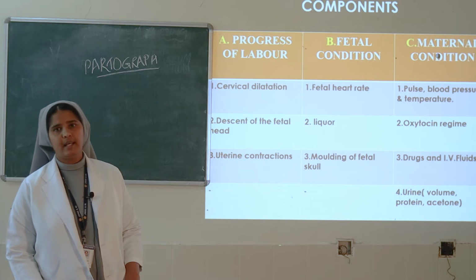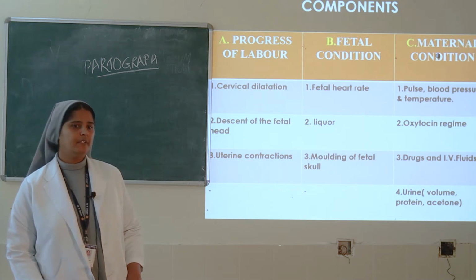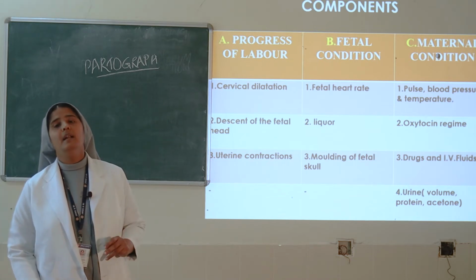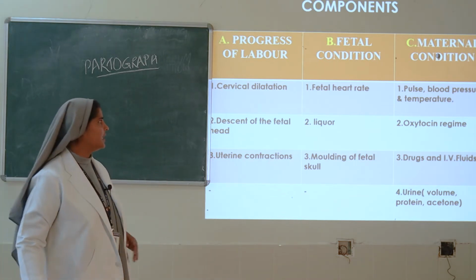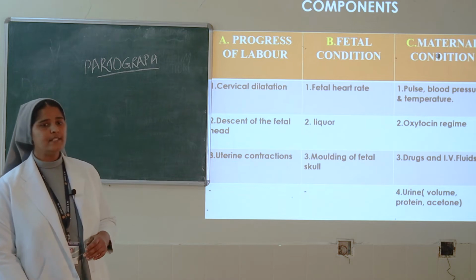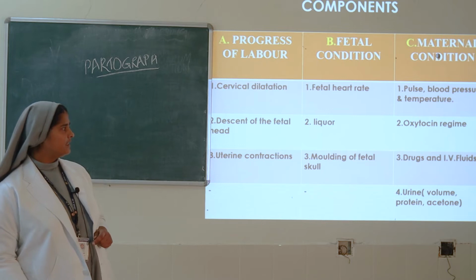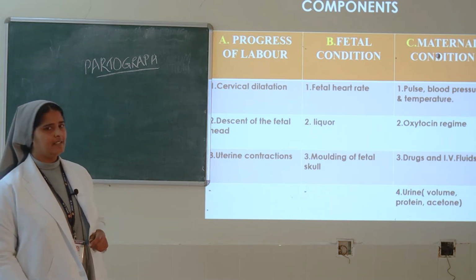So under progress of labor we have 3 sub-components. They are cervical dilatation, then the descent of the fetal head and the uterine contraction. Cervical dilatation, descent of the fetal head and the uterine contraction. And under fetal condition we have again 3. They are fetal heart rate, liquor, moulding of the fetal skull.